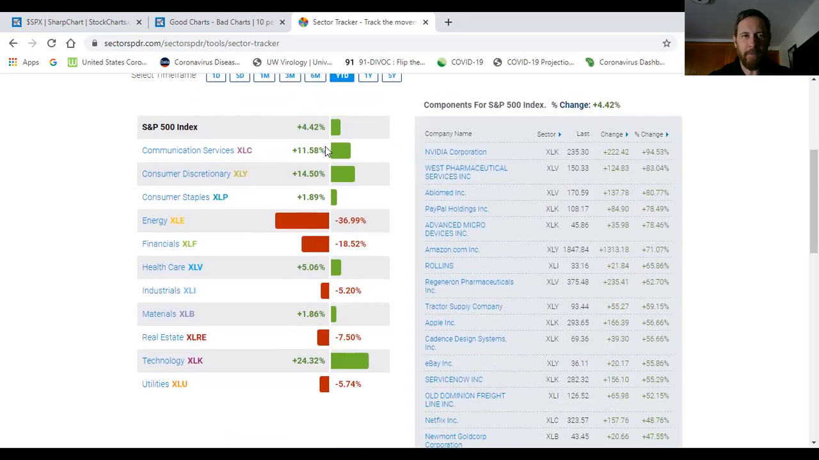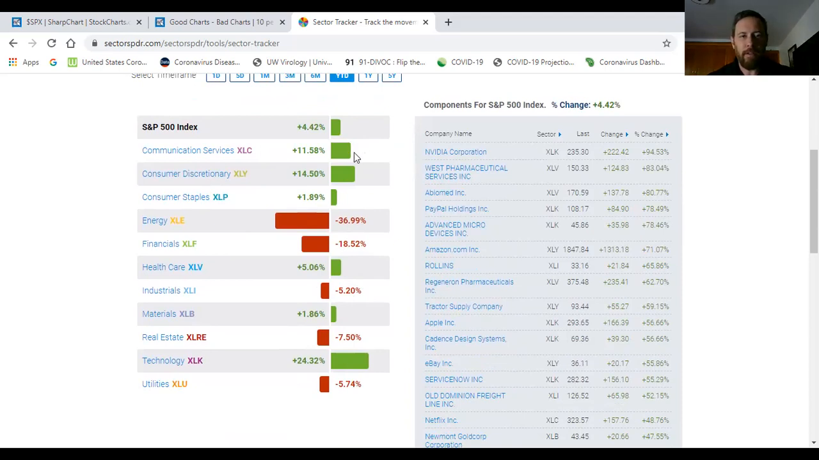And so you can quickly see here the pattern that we've seen year to date, that technology is up 24%, which is pretty remarkable given the global pandemic, the lockdowns, and the recession and the massive layoffs that we've seen. The S&P itself, as of today, August 14th, is up about 4.42%, and we're knocking right on the door of an all-time new high.